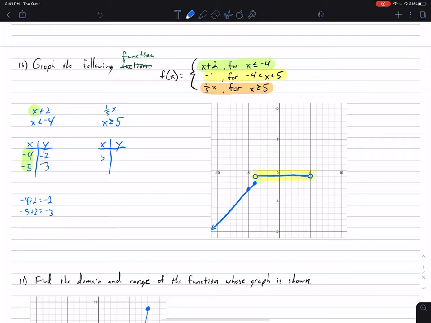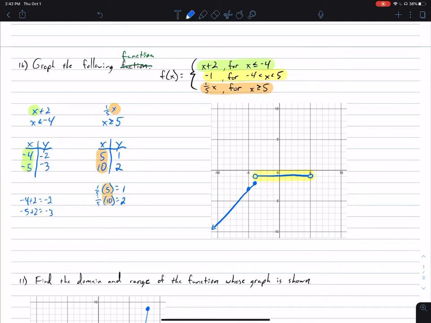I'm going to use the number 5, and because I have fractions, I'm going to try and make my life easier. I'm going to use a 10. So 1/5 times 5 would be equal to 1, and 1/5 times 10 would be equal to 2. So this is going to be 1, 2. And these numbers, again, are being plugged in here, and that's where I'm getting those values.